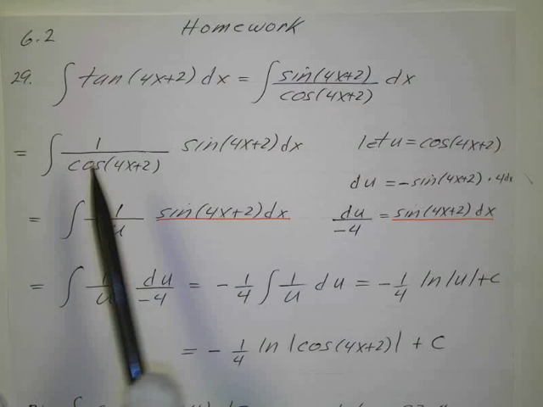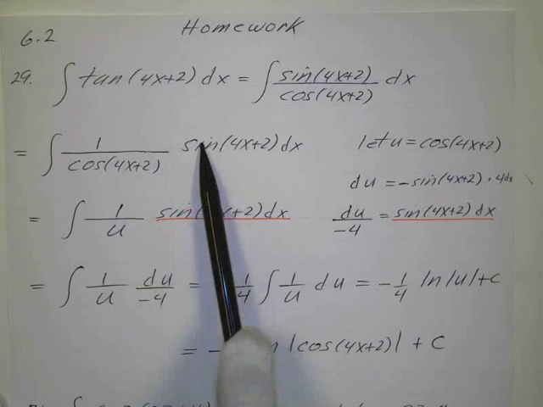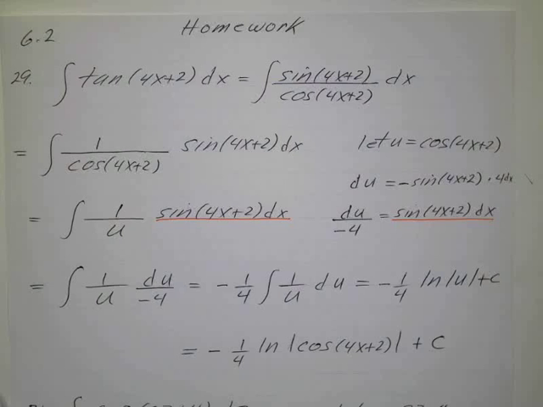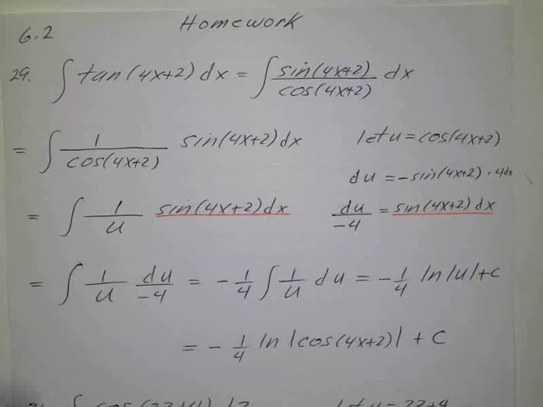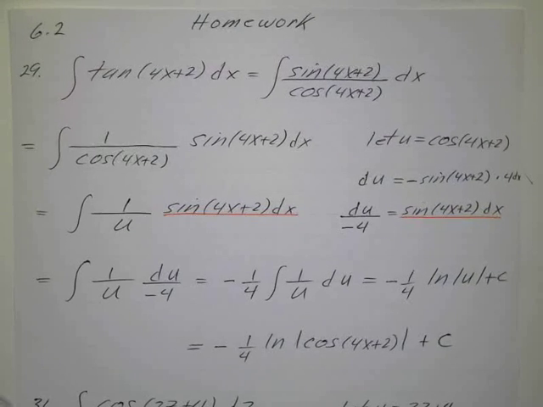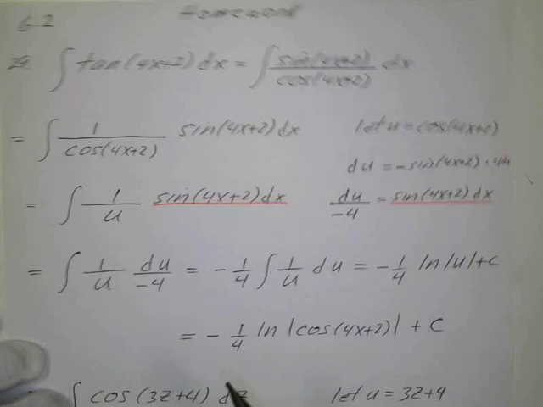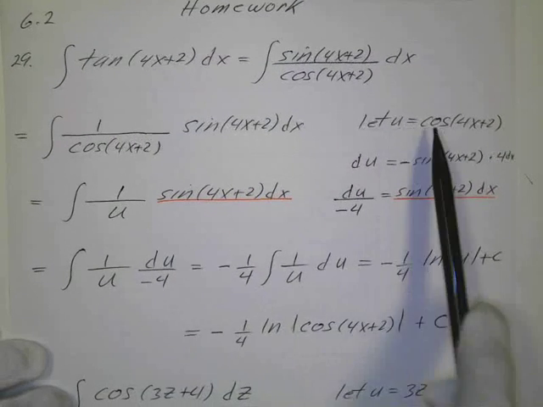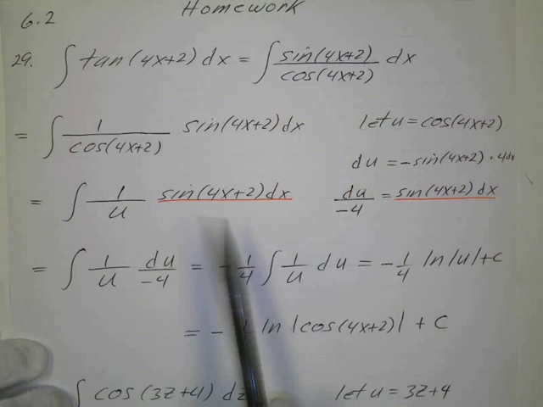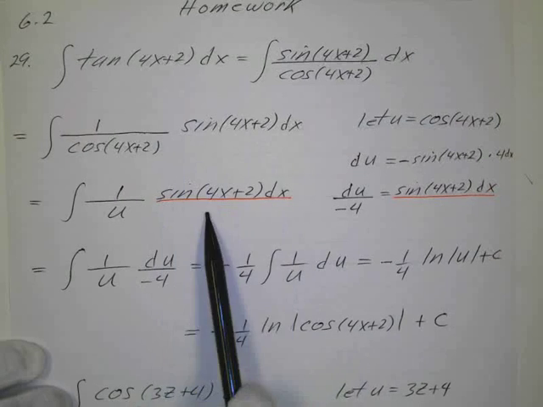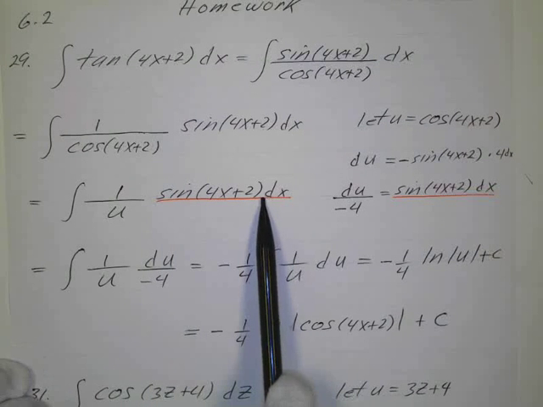Now again, remember we know that the sine and cosine work well together. They're pretty much close to being the derivatives of each other, off by a minus sign. So that's where you're going to get motivation to set it up like this. So I'll let u equal the cosine of 4x plus 2. So now I've got the integral of 1 over u times this sine of 4x plus 2 dx.